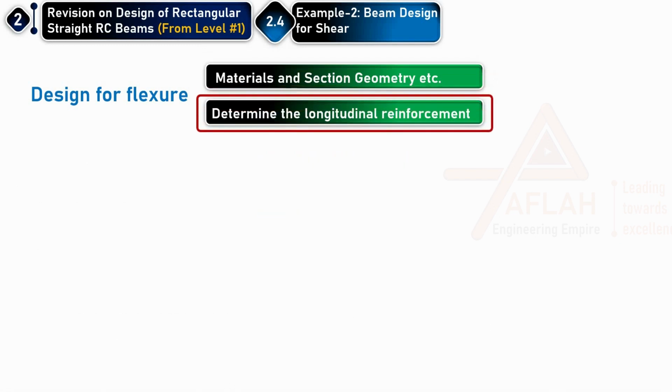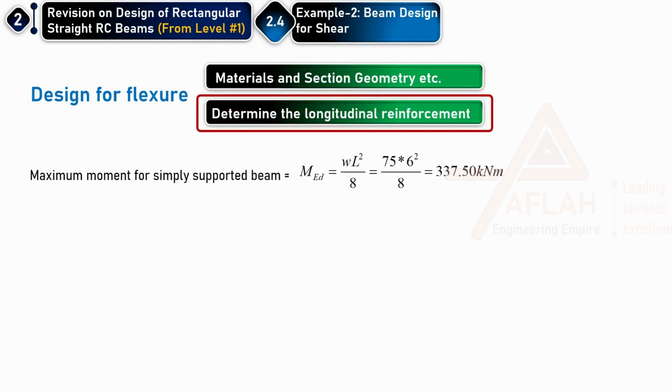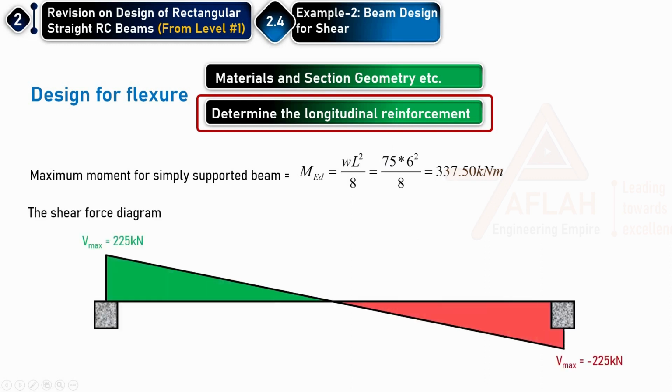Okay, now I will calculate the longitudinal reinforcement. So I need to analyze. From the analysis, the maximum moment, for a simply supported beam, is WL square over 8. It gives me this much moment. With this, the shear force diagram is this one, and the maximum bending moment is this one. So we will design for the maximum, and for shear, I have this much at the support and this much at the other support.